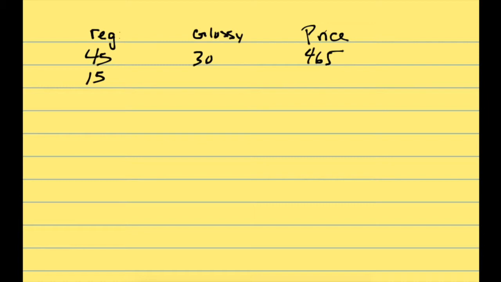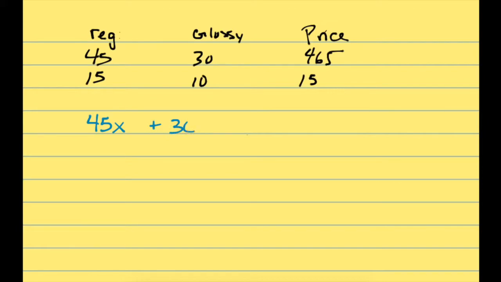So we got regular, glossy, and total price. So if we sell 45 regular, 30 glossy, costs $465. If we sell 15 regular, 10 glossy, costs $155. So if we want to set up equations, we take 45 regular prints and we want to multiply by the cost of a regular print. That will give us the total amount spent on the regular prints.